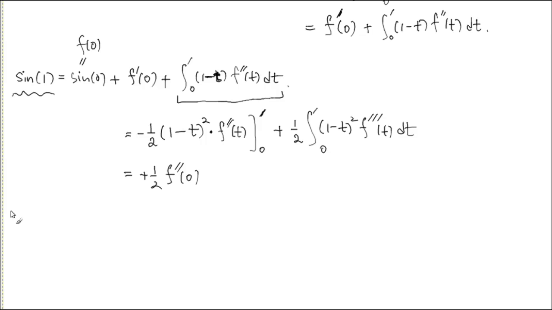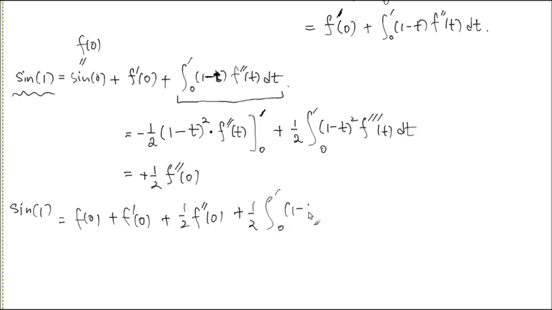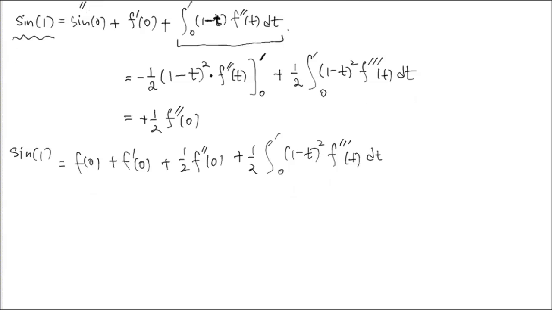So let me write down sine of 1 one more time. Here's this f of 0, which is sine of 0, and f prime of 0, that's a cosine of 0. And then 1/2 of f double prime of 0. What's f double prime of 0? f is a sine, so the second derivative is a negative sine. Is that right? It's a negative sine, yeah. Then what we have is 1/2 and 0 to 1, (1 minus t) squared f triple prime of t dt. That's how we get there.